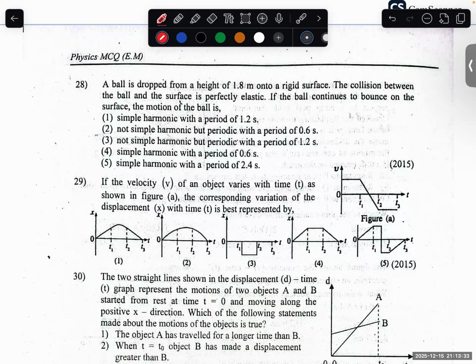When there is no mechanical energy loss. Whatever the speed it hits the ground with is there when it returns from the ground. So there is no mechanical, or you can say kinetic energy loss. Okay, so that is your perfectly elastic collision.